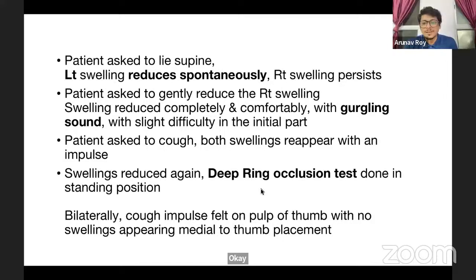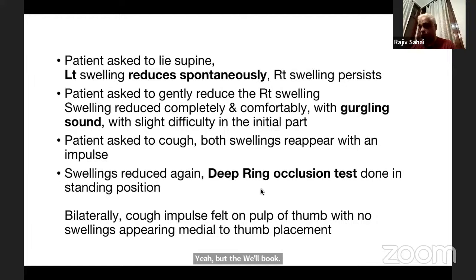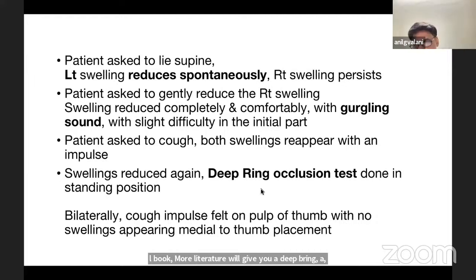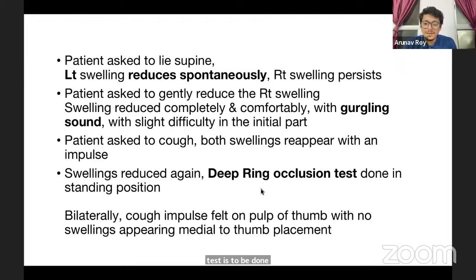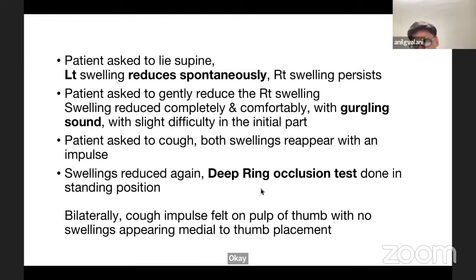Yes, sir. Sir, in some of the literature, it is written as... Literature says? Leave that book reading. No literature will tell you deep ring occlusion test is to be done in standing position. Okay. In standing the swelling is outside, isn't it, son? Yes, sir. What are the fallacies of deep ring occlusion test?